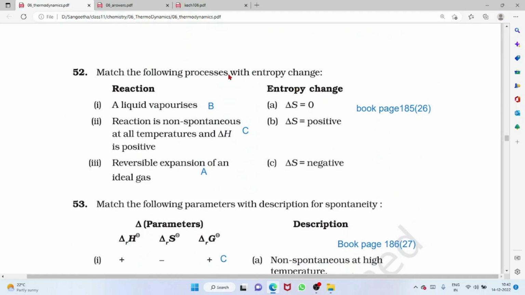Match the following processes with the entropy change. Liquid vaporizes, which means entropy increases, so the entropy change is positive. Reaction is non-spontaneous at all temperatures and delta H is positive, so delta S is negative. Okay. Reversible expansion of an ideal gas: the change in entropy is zero.